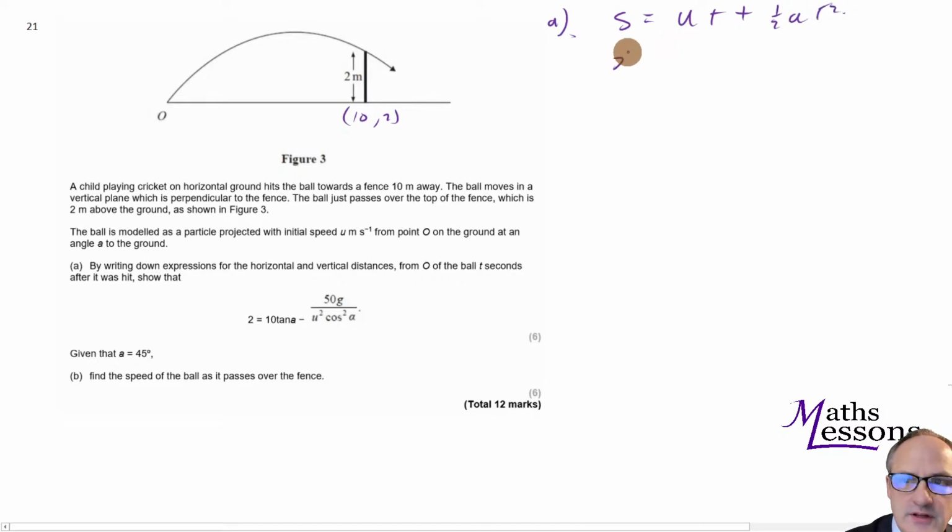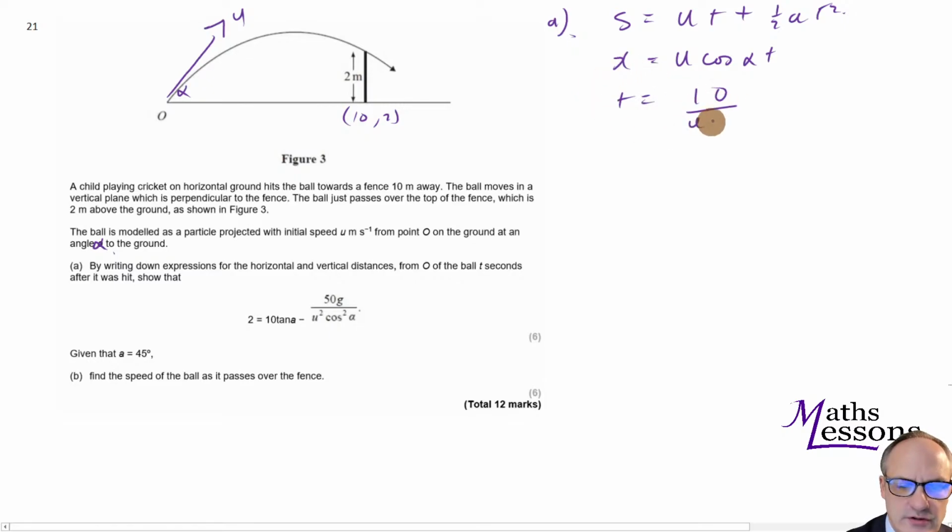And we're going to look at the x part. Now for the x part, we don't know much apart from it's u meters per second for the initial velocity and angle alpha. I think that's meant to be an alpha because there's an alpha here and there's an alpha there. So we've got u and we've got alpha here. So x will equal u cos alpha times t. The displacement is u cos alpha times the t. There is no acceleration in the x direction, as we've said before. So we can see from this that t will equal 10, because we know x is 10, over u cos alpha.